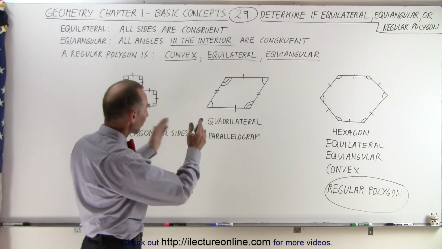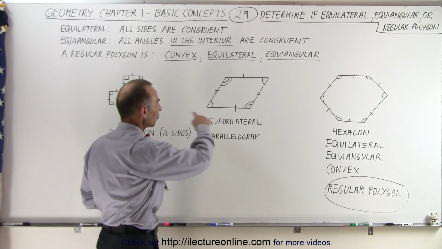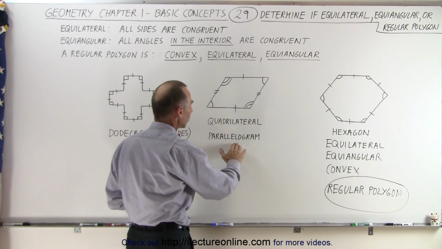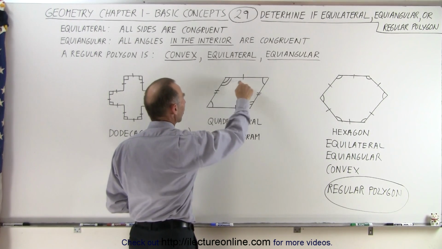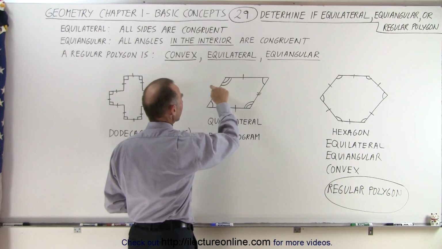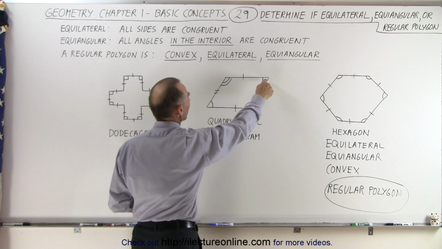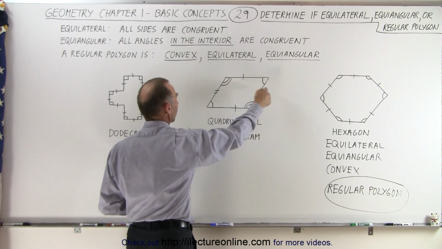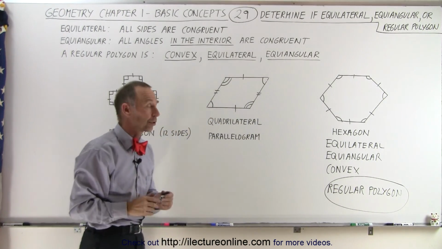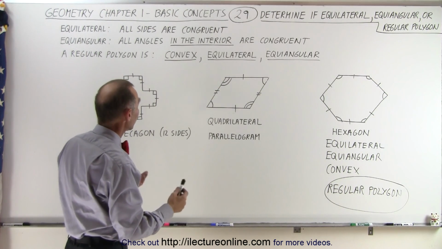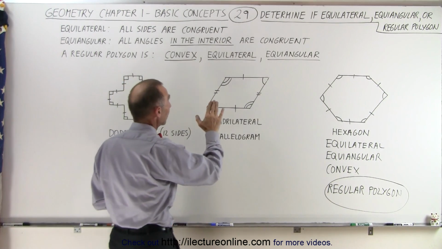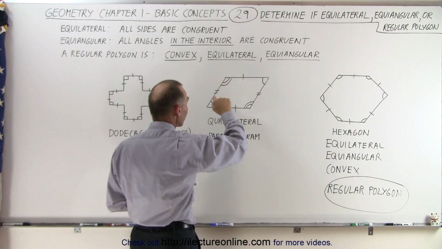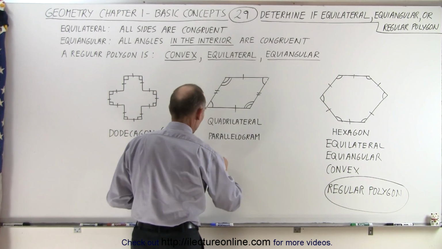Okay, now take a look at our second polygon. It has 4 sides, so therefore it's called a quadrilateral. It is also called a parallelogram because opposite sides are congruent. This side is congruent to this side, and this side is congruent to that side. But this angle is not congruent. These 2 angles are congruent, and those 2 angles are congruent, but not all 4 angles are congruent. So we can say that, first of all, it is not equilateral, it is not equiangular, it is convex, but therefore it is not a regular polygon.